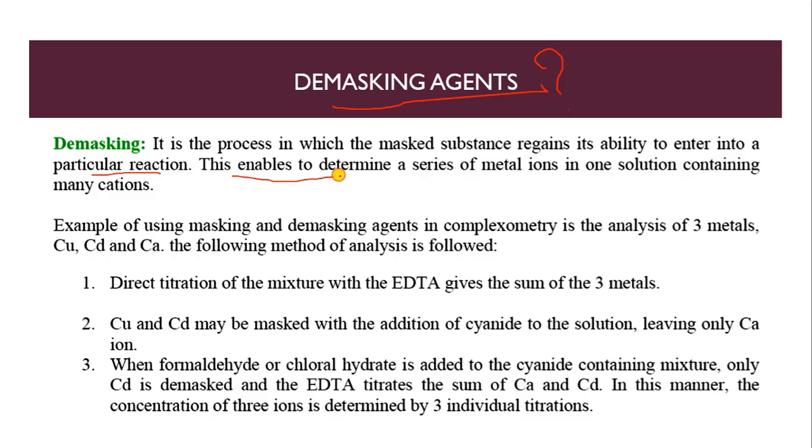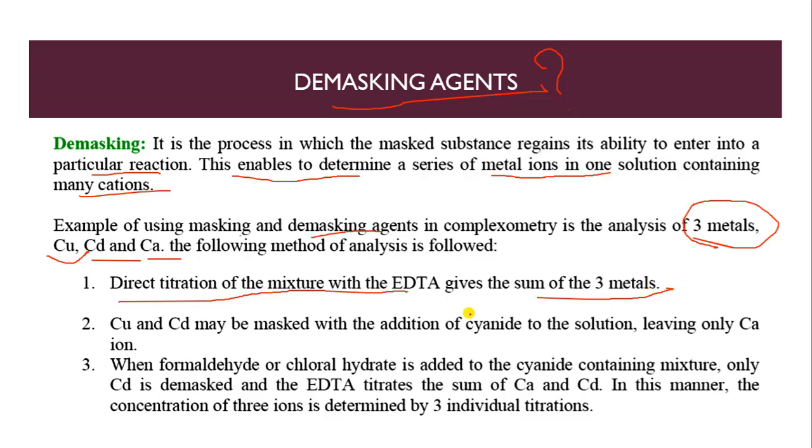Okay, this enables us to determine a series of metal ions in one solution containing many cations. For example, let's take one example of using masking as well as demasking agents in complexometry. Suppose we want to find three analytes, three metals: copper, cadmium and calcium. The first step is a direct titration of the mixture with EDTA. It will give the sum of three metals.